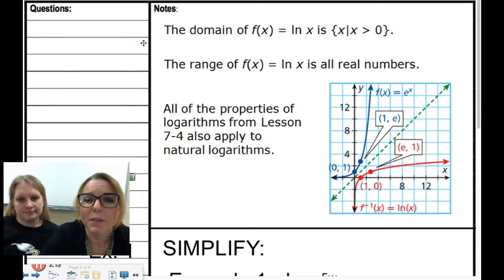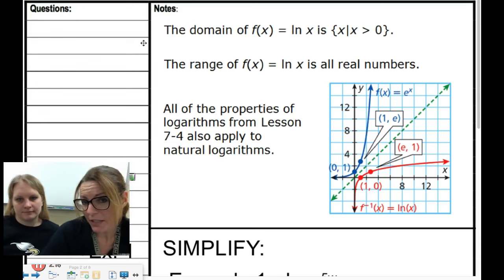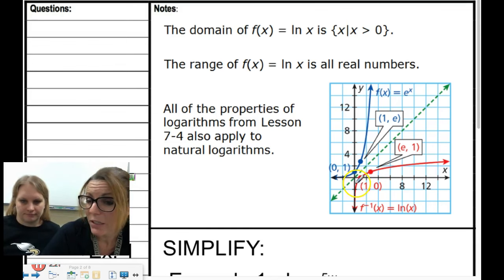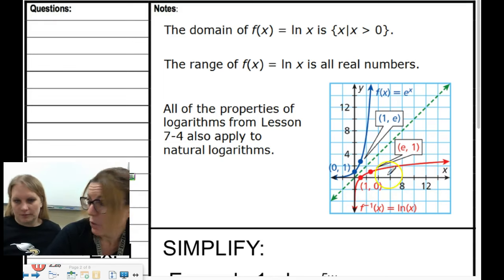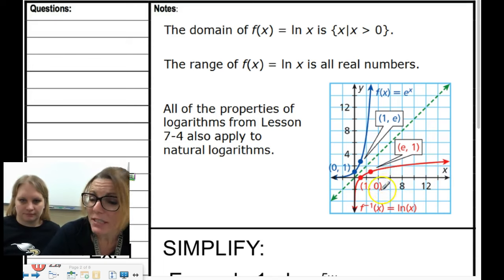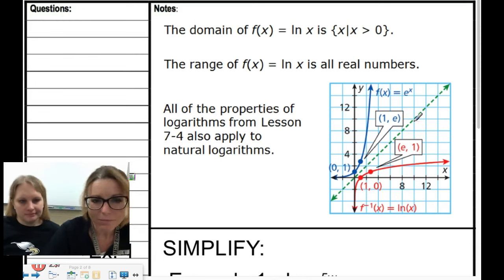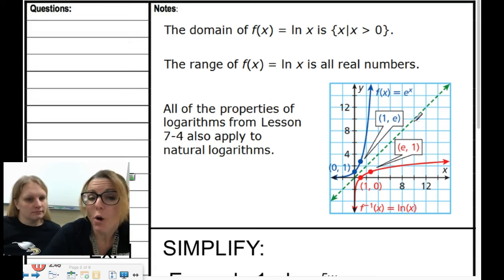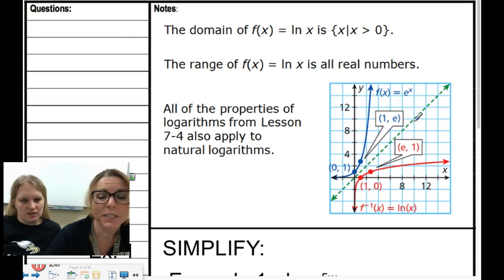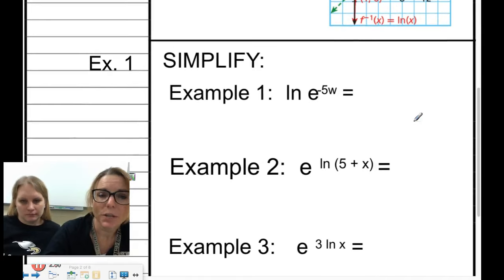So let's see, what else do we have here? The domain of f of x equals natural log of x is x greater than 0, as you can see on the red graph. The graph is to the right of the y-axis, and the range in this case is all real numbers. It makes a lot of sense because they're inverses, so remember the domain and range flip. Now the nice easy thing here is all of the properties that you learned back for logs are going to hold for natural logs. Every single property.